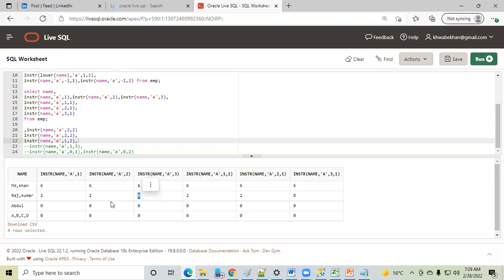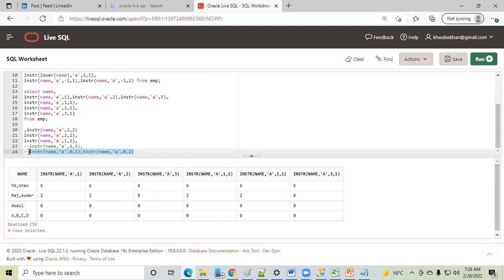I'm not sure if this is clear or not. Anyone who wants me to repeat this? Someone asks about a negative argument in the third position. I will come to that, one minute. Everyone, is this third argument concept clear?